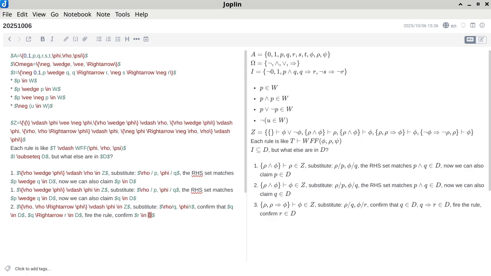Okay, so the next rule is, yes, we are discovering that R is an element of D. It is true, yes.